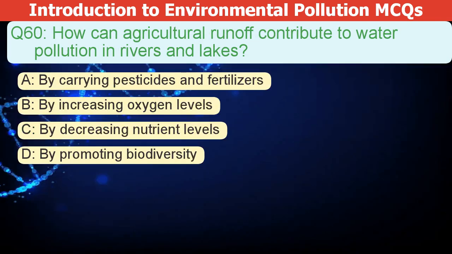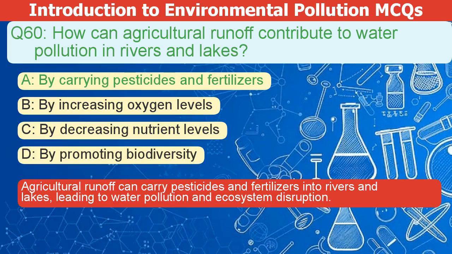How can agricultural runoff contribute to water pollution in rivers and lakes? A. By carrying pesticide and fertilizer. B. By increasing oxygen levels. C. By decreasing nutrient levels. D. By promoting biodiversity. The correct answer is A. Agricultural runoff can carry pesticide and fertilizer into rivers and lakes, leading to water pollution and ecosystem disruption.